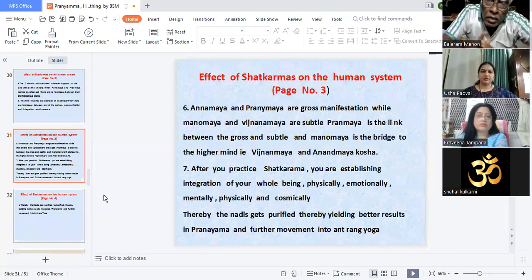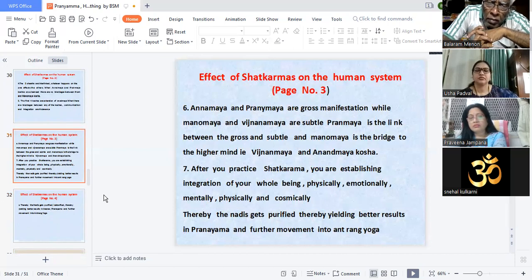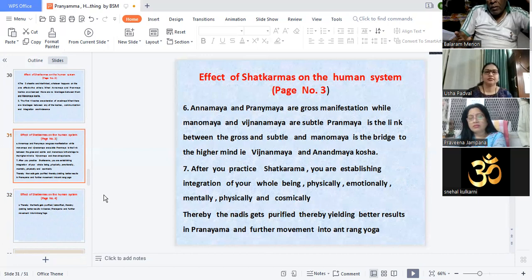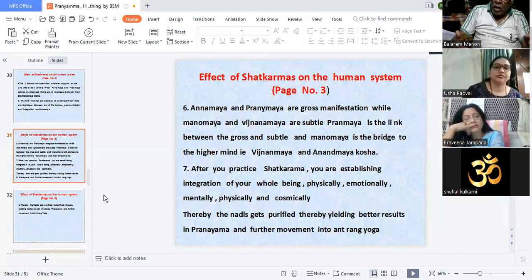Annamaya and Pranamaya are gross manifestation, while Manomaya and Vijnanamaya are subtle. Pranamaya is the link between the gross and subtle, and Manomaya is a bridge to the higher mind, that is Vijnanamaya and Anandamaya kosha. Manomaya kosha acts as an intermediary, carrying information from the receptor, from the brain to the body level. Annamaya kosha is at the body level.